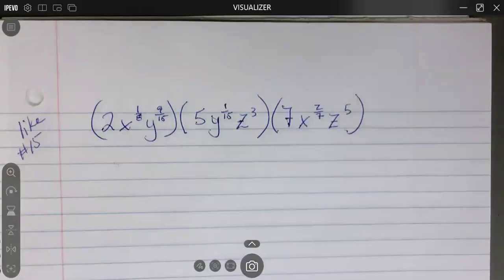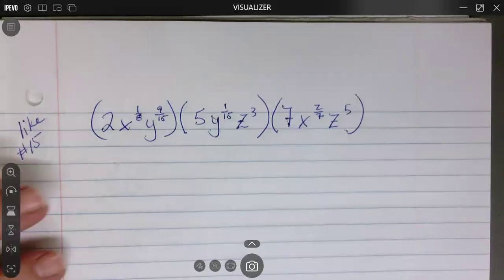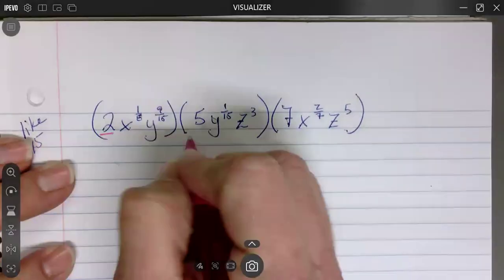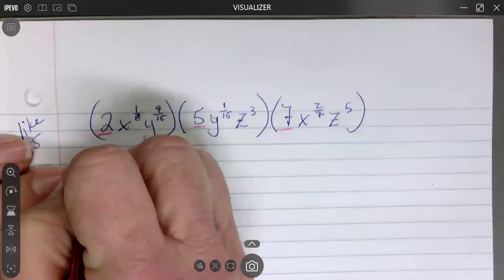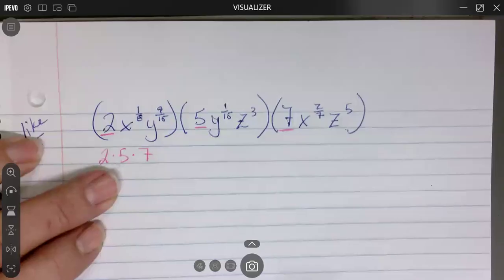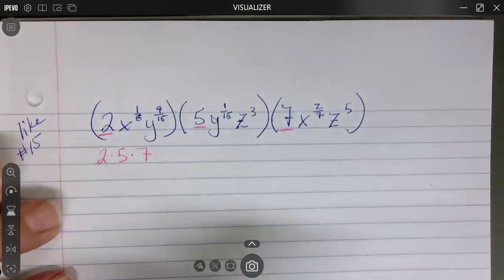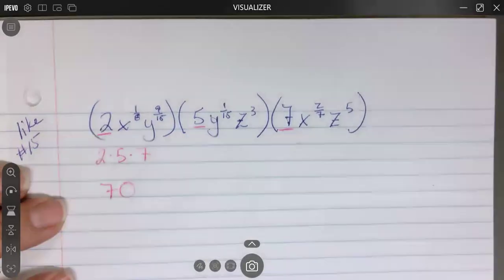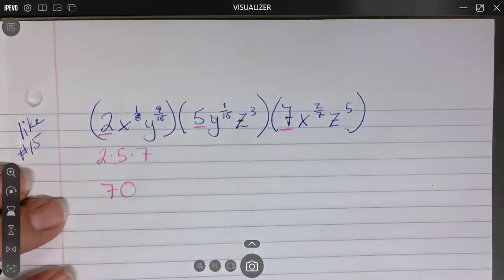All right. So what we're going to start with first are all of our whole numbers. So we're going to do first grade numbers first. So our first grade numbers are 2, 5, and 7. So we're going to write 2 times 5 times 7. 2 times 5 is 10. 10 times 7 is 70.